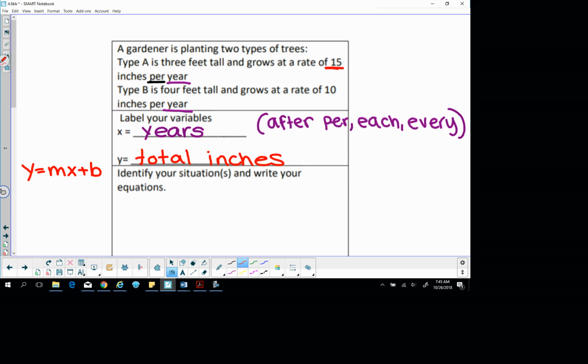How many inches are in a foot? How many inches are in a ruler? 12, right? So if something's 3 feet tall, what do we multiply 3 by? 12 to figure out how many inches. So how many inches is 3 feet tall? 36 inches. So maybe cross out 3 feet tall, 3 feet, and put 36 inches. So it doesn't confuse you. So you need everything in the same unit.